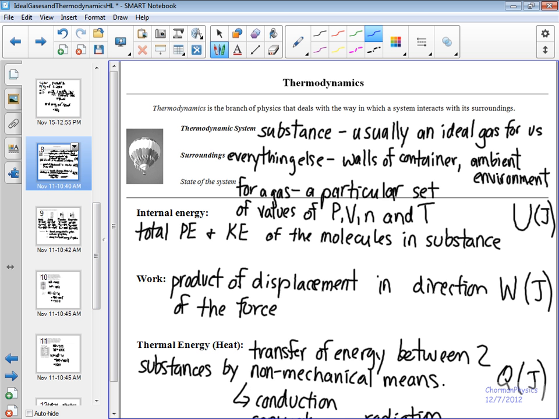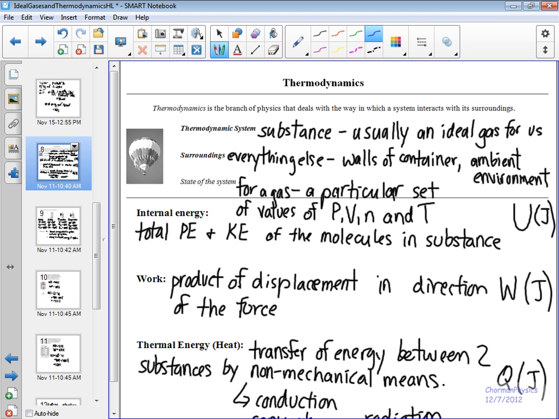All right. Okay, so starting with thermodynamics, it's the branch of physics where we're looking at transfers of energy, and essentially what we're looking at is just how a system is going to interact with its surroundings. And what this means is that the system we're typically talking about is some sort of working fluid, some substance. We're going to be dealing with ideal gases in this chapter.